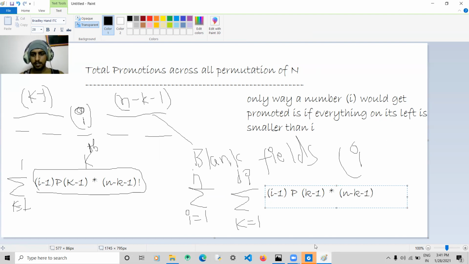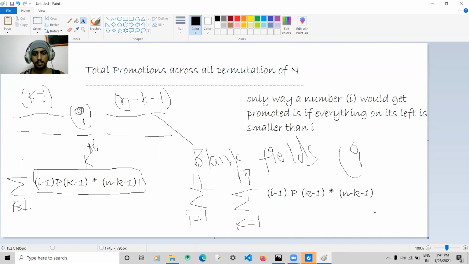When you solve this, you will get n factorial sigma k equals to 1 to n 1 by k. I hope that's visible.